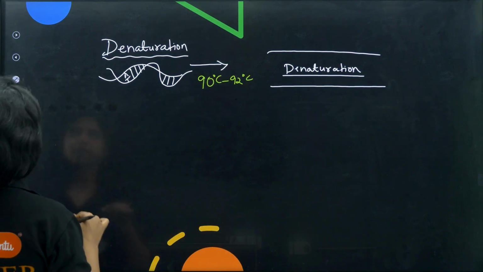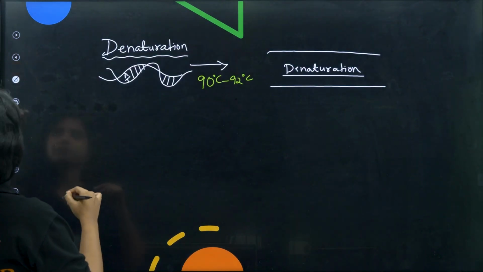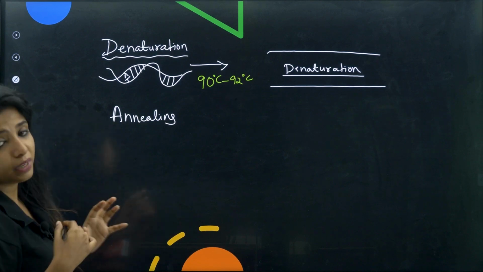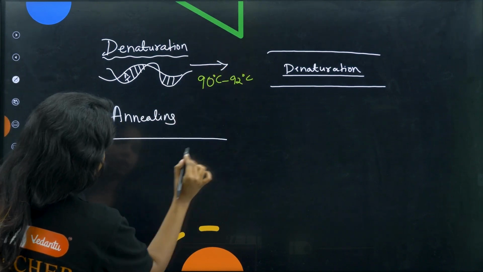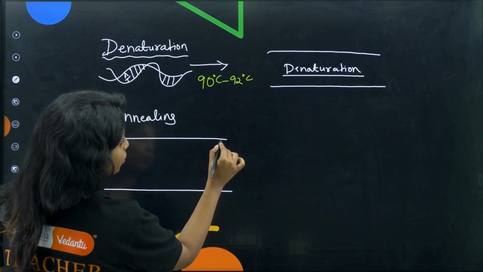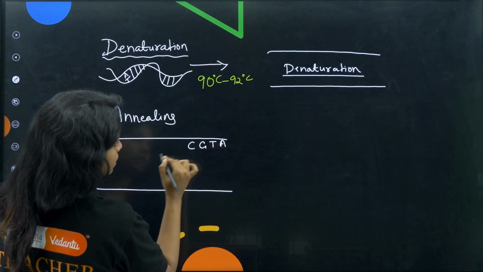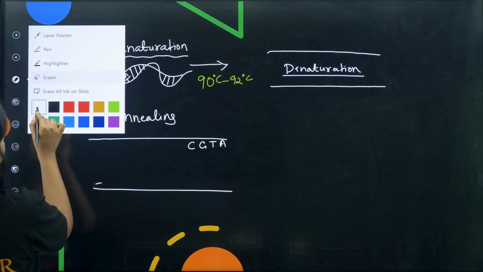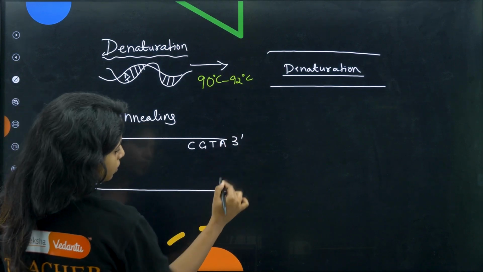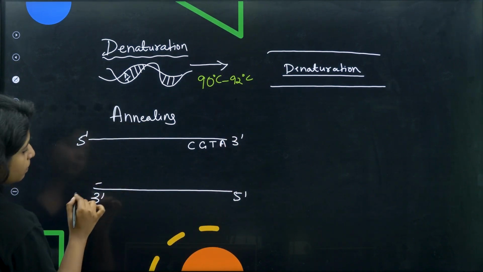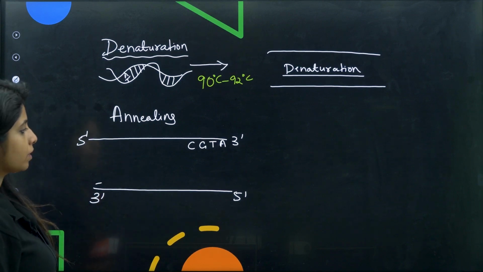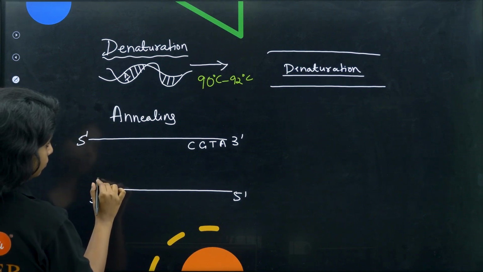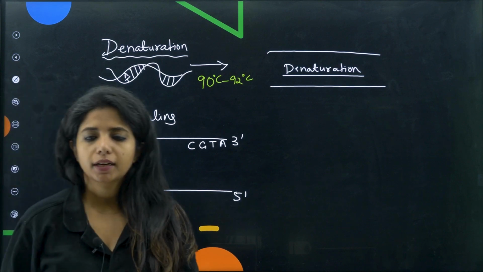The second step that we have is annealing. What do you mean by annealing? You have the denatured DNA, so I am putting it over here. Suppose it has a code that is A, T, G, C. The strands are going like this. This is 5 dash, this is 3 dash. The opposite DNA strand will be opposite, so it will be 5 dash, and this will be 3 dash end, right? Over here again I am putting the same thing, A, T, G, C.